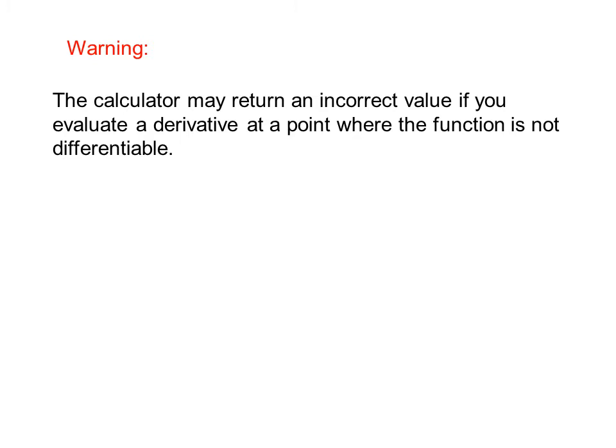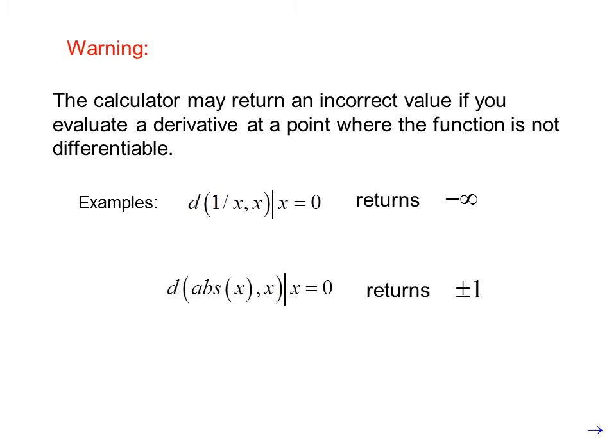Warning: the calculator may return an incorrect value if you evaluate a derivative at a point where the function is not differentiable. For example, the derivative of 1 over x with respect to x at x equals 0 returns negative infinity. The derivative of the absolute value of x with respect to x such that x equals 0 returns plus or minus 1. In actuality, in neither of these cases is the derivative defined.